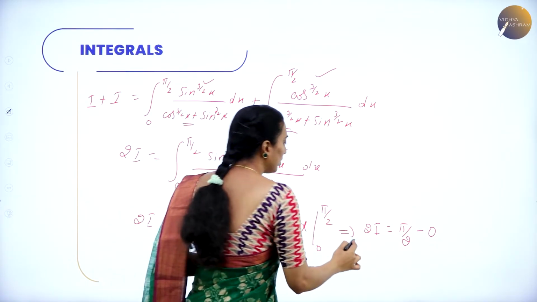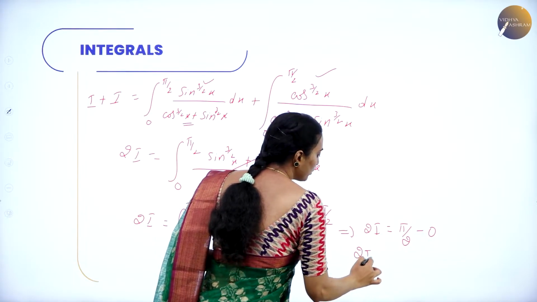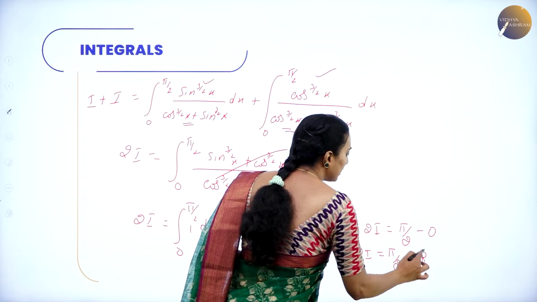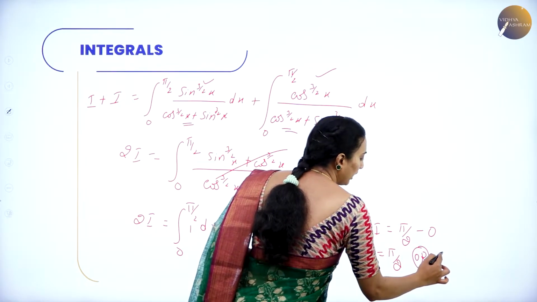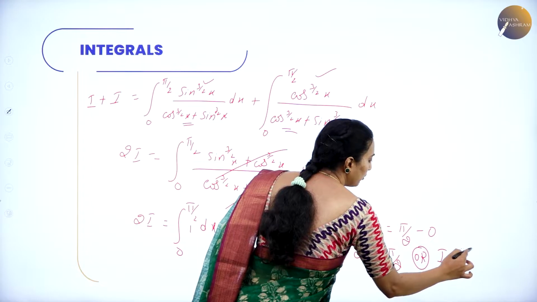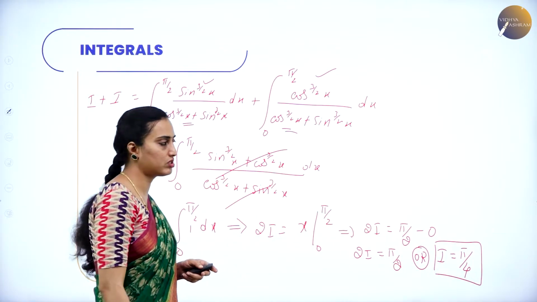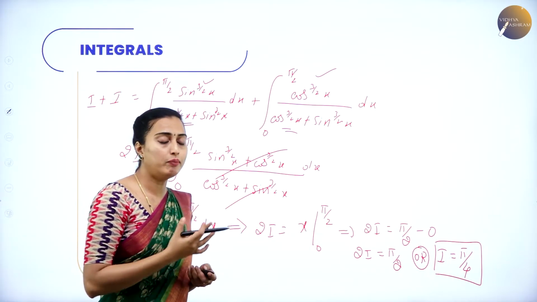Now pi by 2 minus 0 is nothing but pi by 2 itself. So 2I is equal to pi by 2. Transferring 2 to the right hand side, I will give the value pi by 4, and this is your final answer. I hope you understood how to solve this problem.